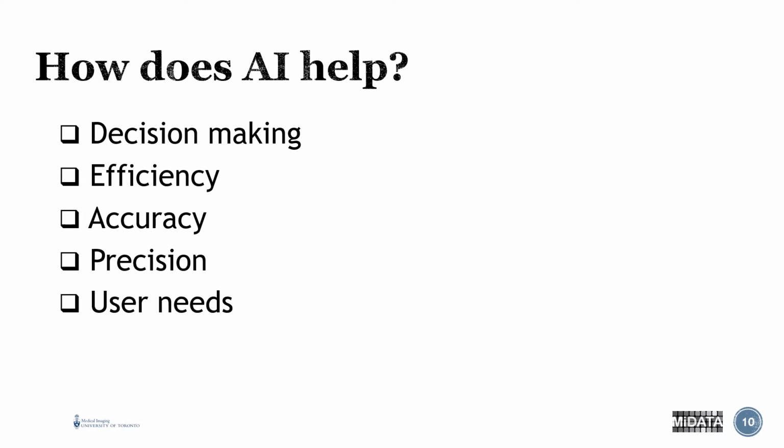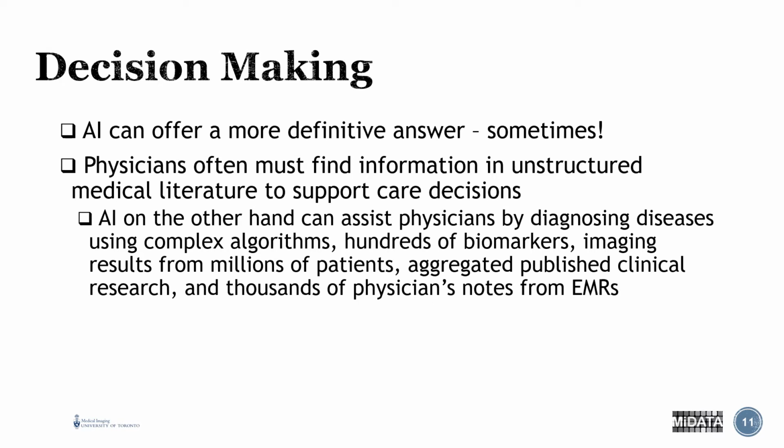Okay, let's describe how AI can help us. In my opinion, there are 5 reasons. The first, decision making; the second, efficiency; the third, accuracy; the fourth, precision; and the last one, addressing user needs. Okay, let's start off with decision making. So artificial intelligence, as you can guess, can often offer a more definitive answer, and also a more consistent answer.